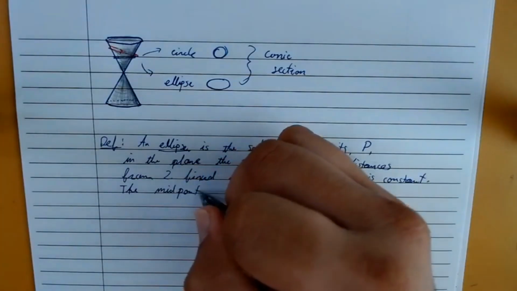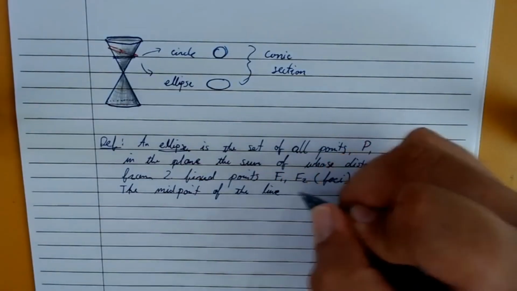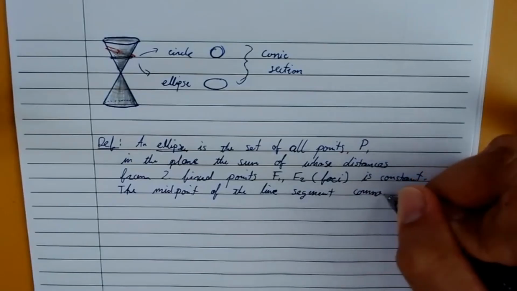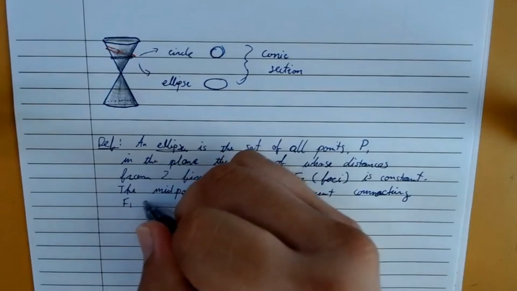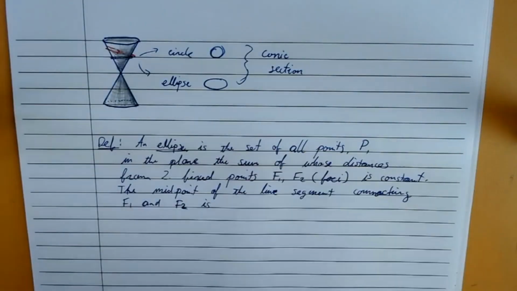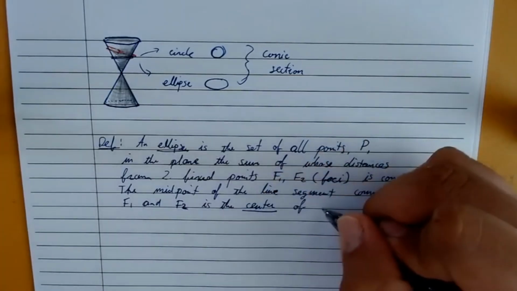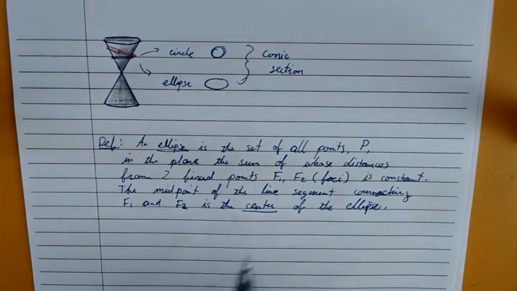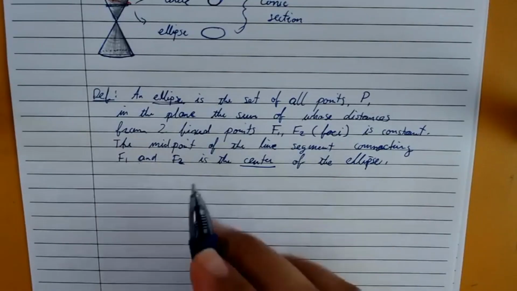The midpoint of the line segment that connects the two foci is called the midpoint of the ellipse. Oh, sorry, it's called the center of the ellipse. So, as I say, a picture is worth 1,000 words. Let's go ahead and take this description and look at it visually.